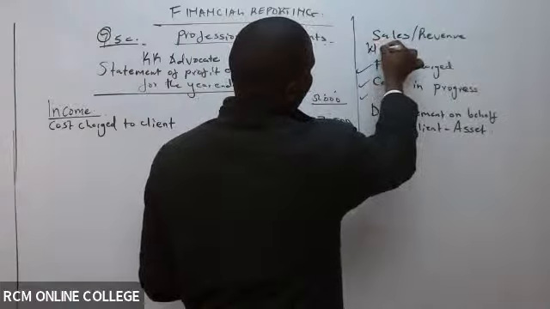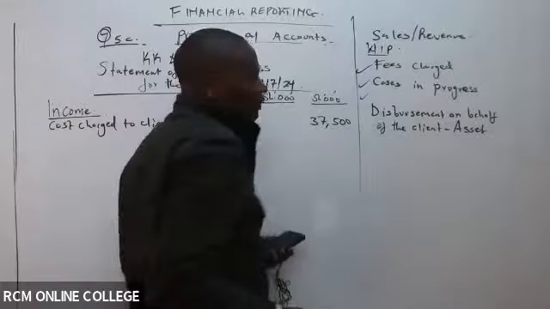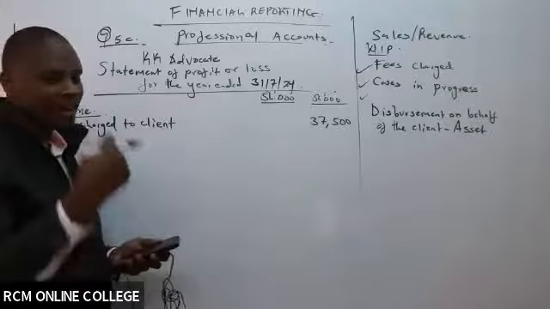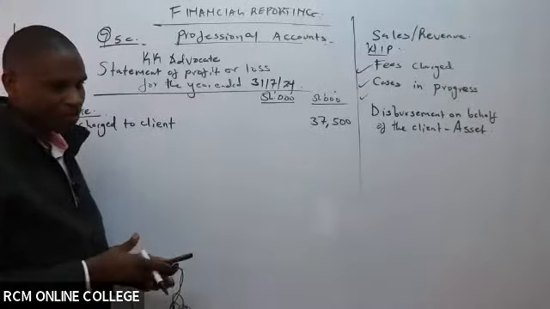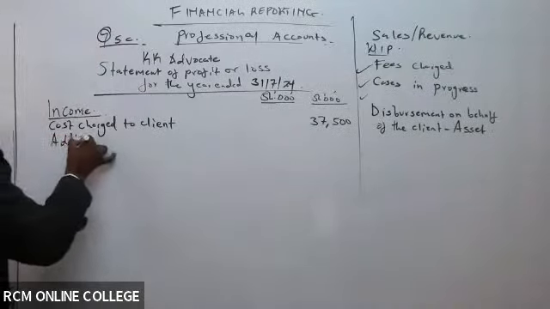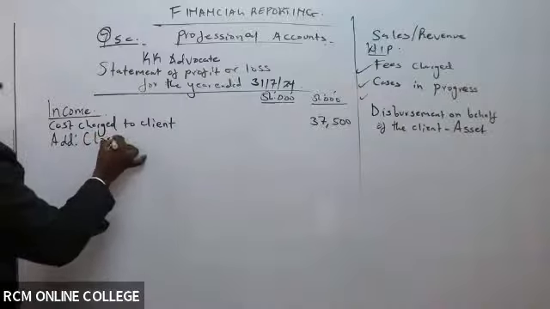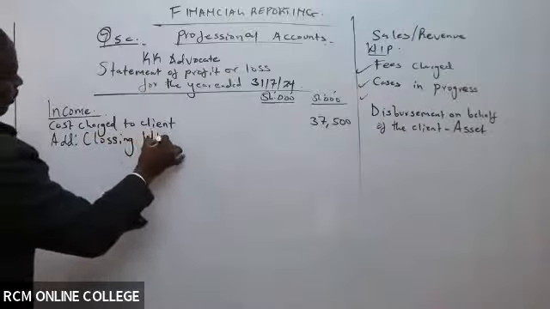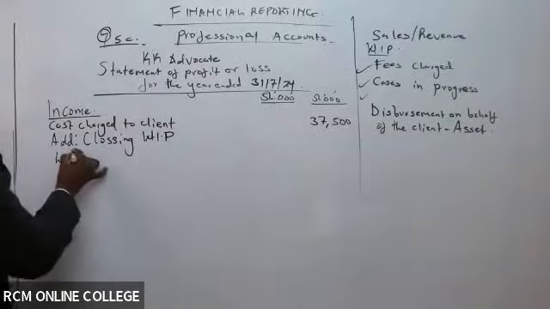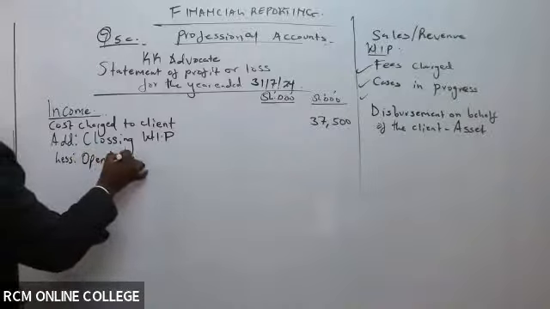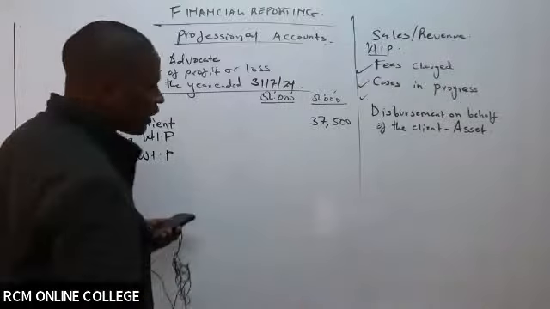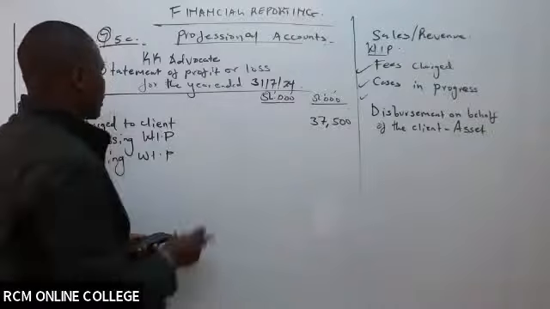Work in progress, or cases in progress, both at the start of the year and at the end of the year. Always remember that we add closing WIP. Here in income, you add closing WIP, and then subtract opening WIP. Sometimes the examiner will call it cases in progress. What is our closing WIP?